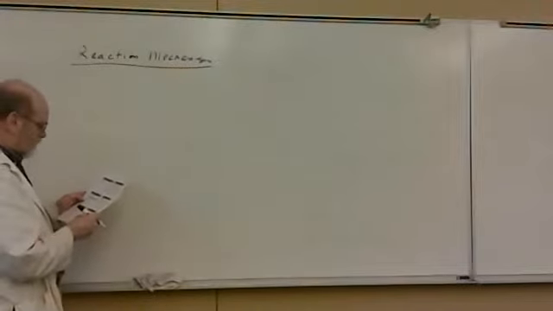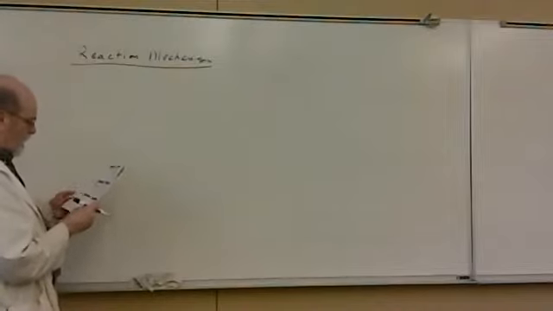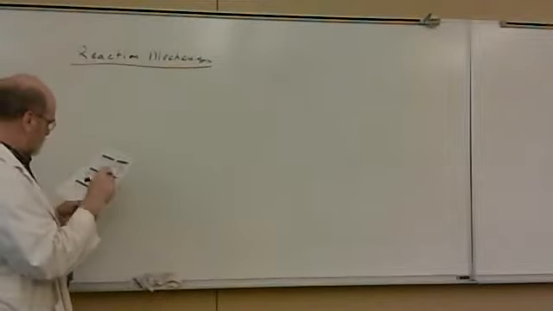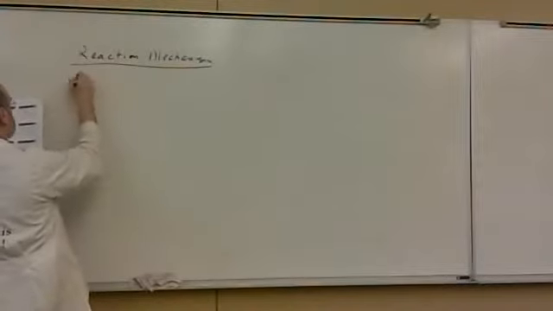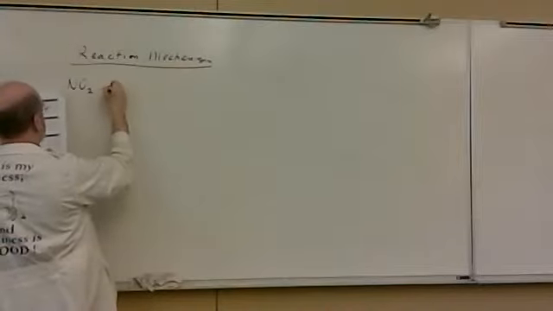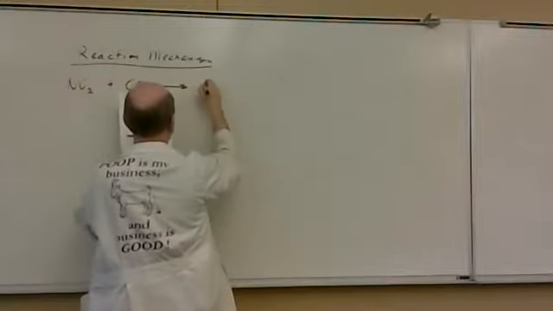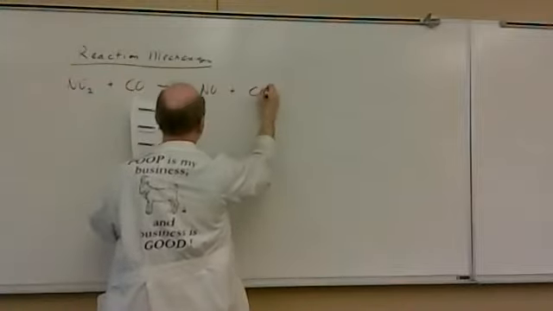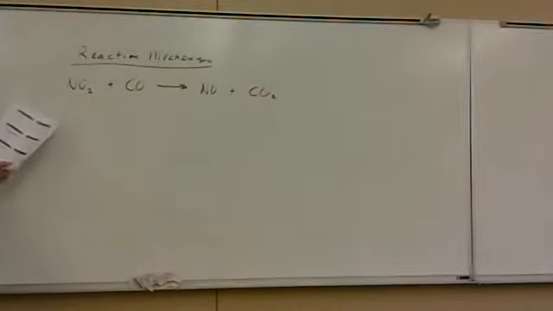So, for instance, the example that's given in the text is this one. NO2, they're all gases, so I'm going to leave that out, plus carbon monoxide yields nitric oxide plus carbon dioxide. That's the overall.